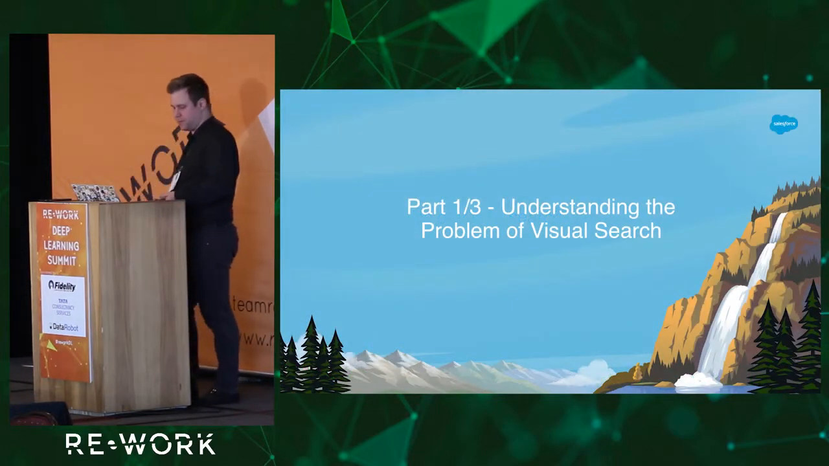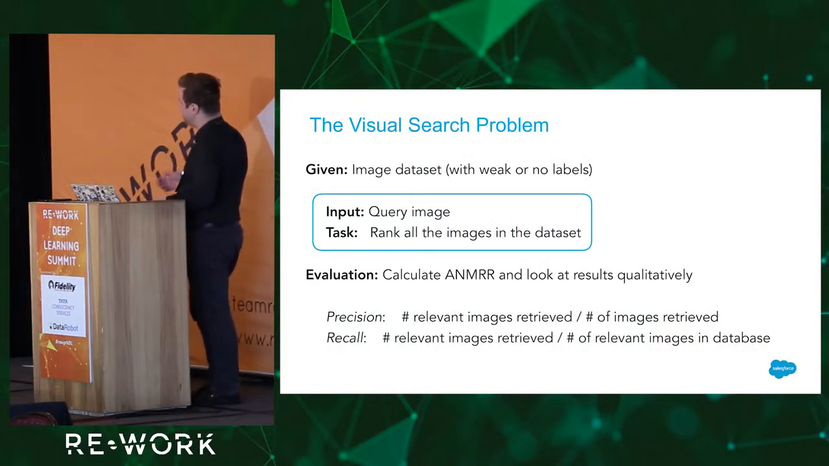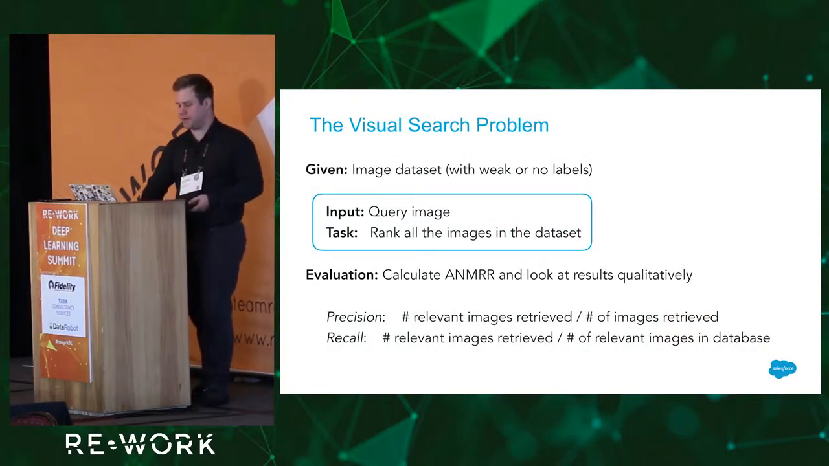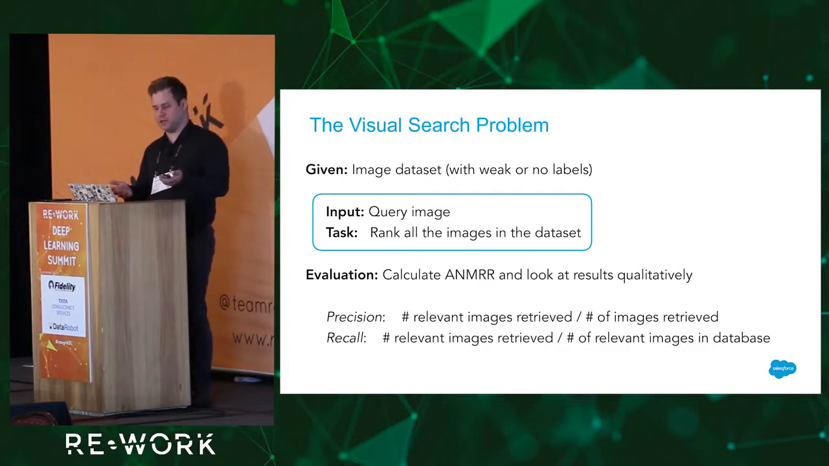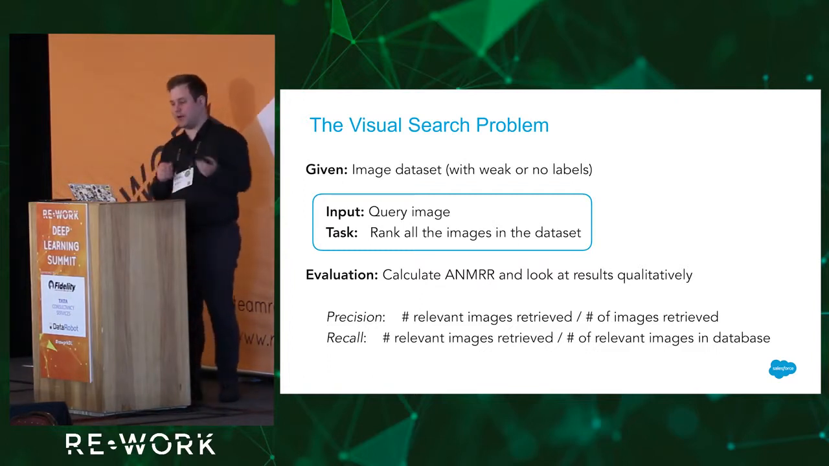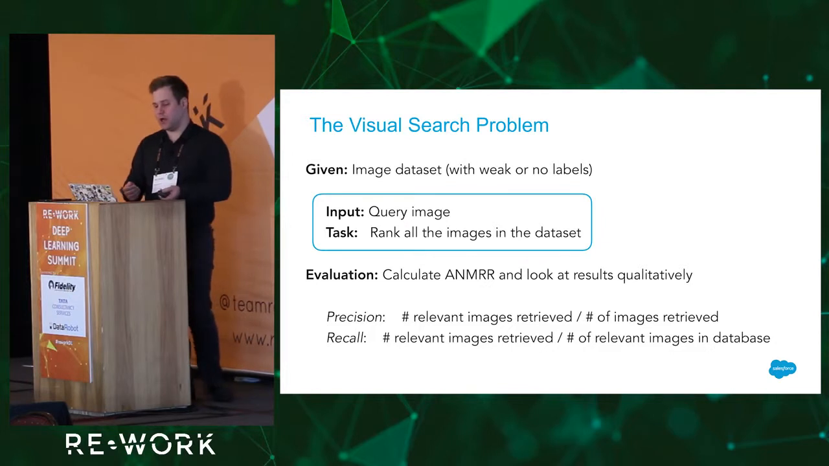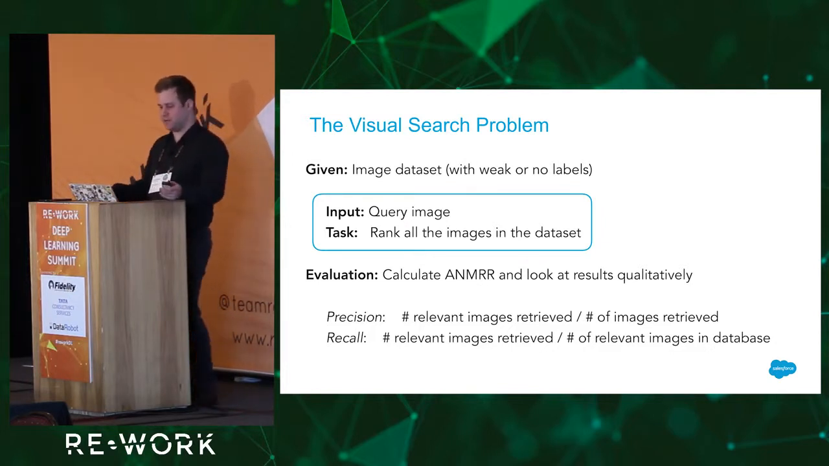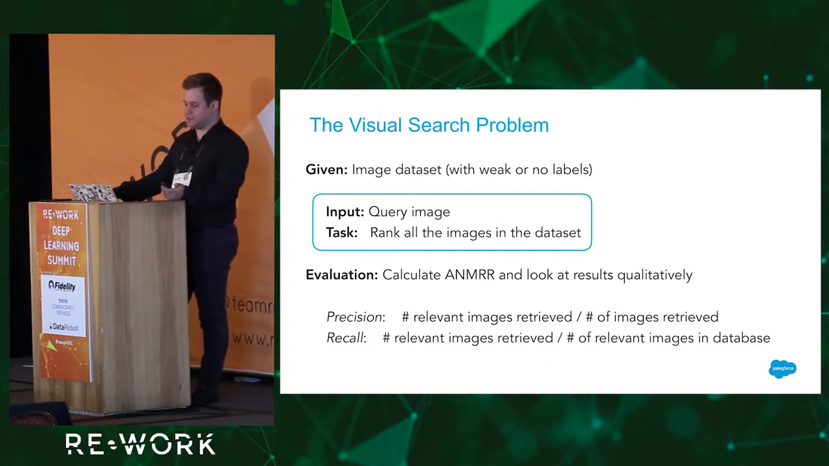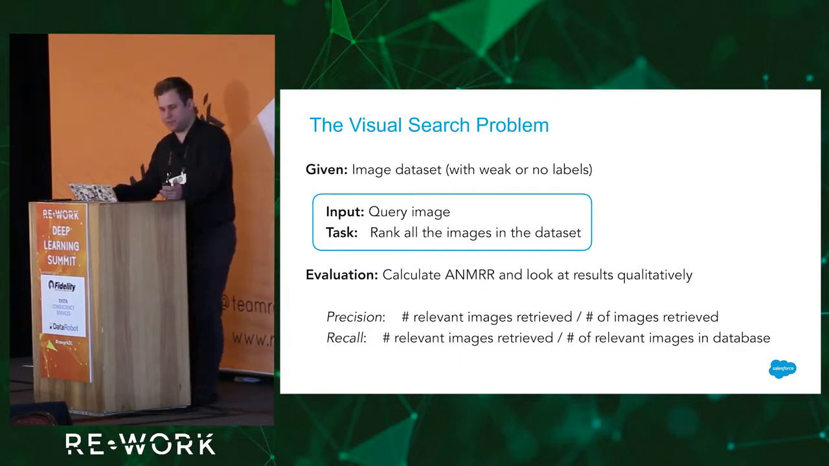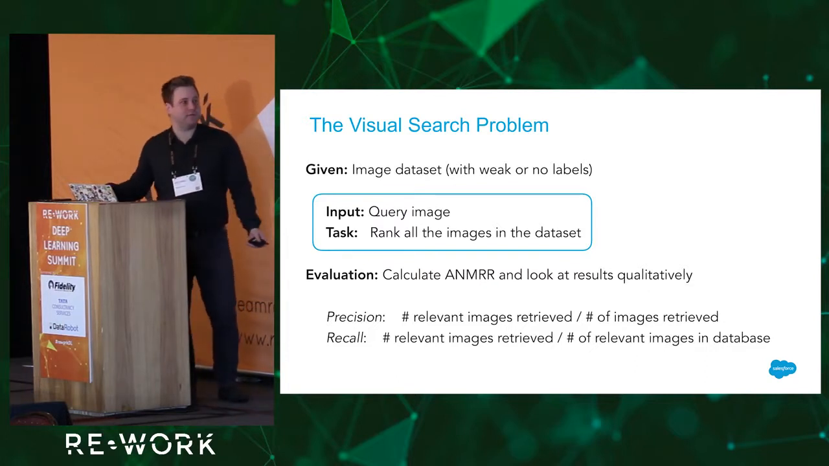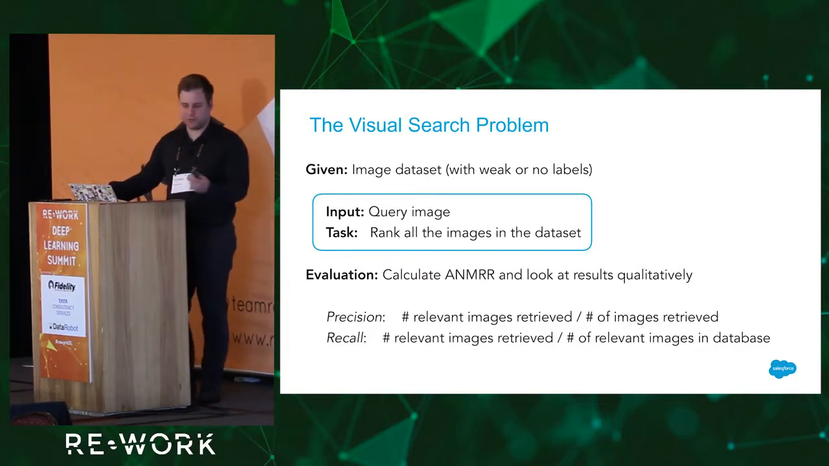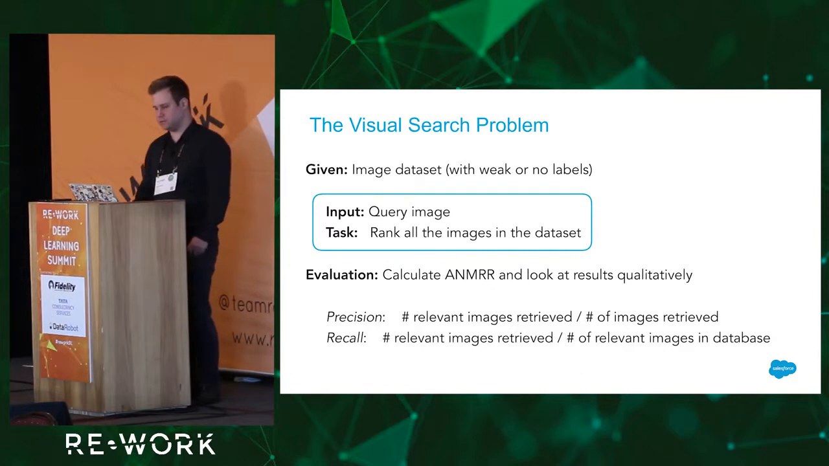So the visual search problem. Formally, you're given some large predefined set of images, and you have to provide a function that takes any query image and returns a ranking of similar looking results from a database. Sounds easy enough. Lastly, your function is evaluated by some metrics. We typically use average normalized modified retrieval rank, but you can use precision or recall or whatever you'd like.